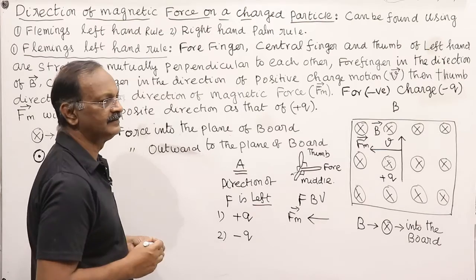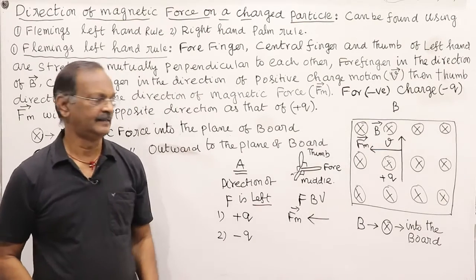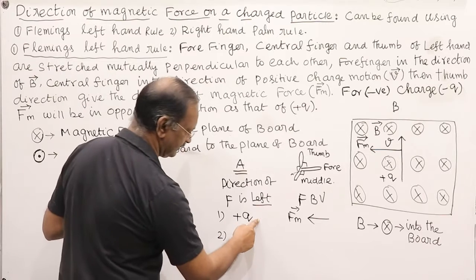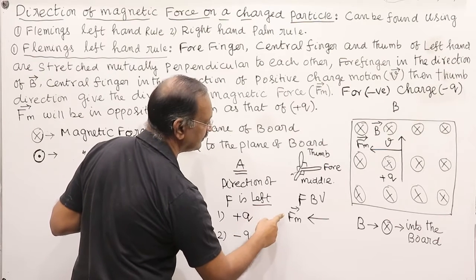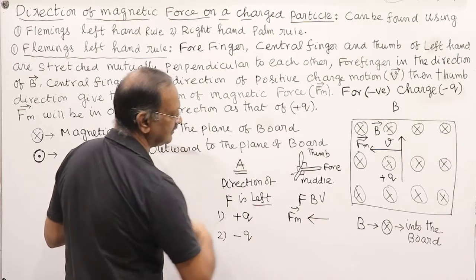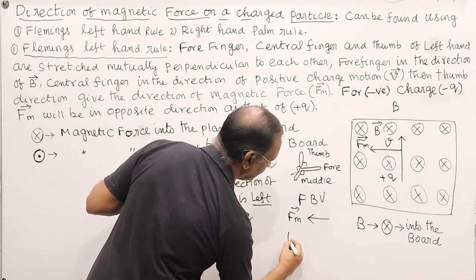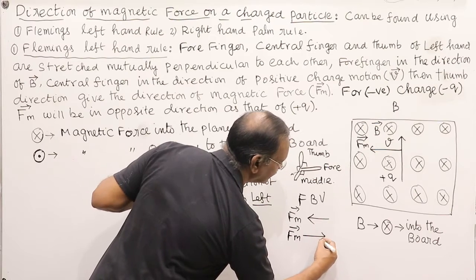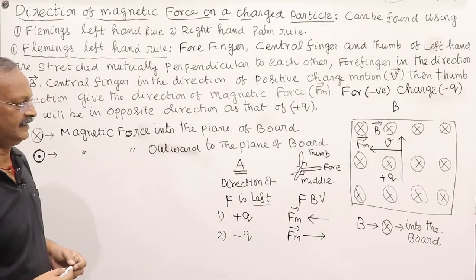negative charge. If it is negative charge, we need not struggle with anything. That direction will be exactly opposite to the positive charge. For positive charge, using Fleming's left hand rule, the direction of Fm is towards left. For negative charge, it will be exactly in the opposite direction. That's all. This is the first case.